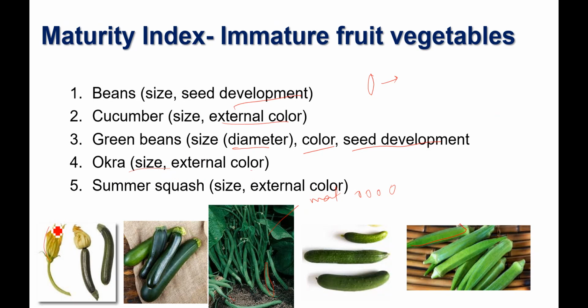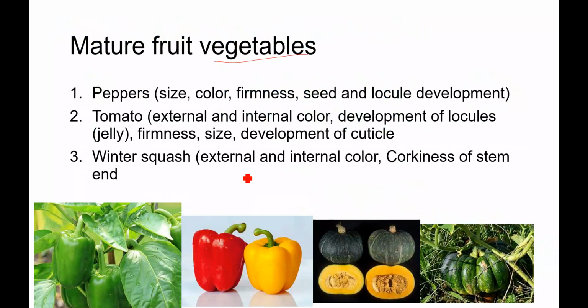Summer squash, you have these flowers. In some areas flowers are also consumed, but see the flower, and then these are highly immature, then little matured, and then this maybe is over matured. Okay, so size, shape and external color changes. So mature fruit vegetable examples are like peppers, like their size, the color changes, like green turns into red. Also the seed develops, from a small shape to very big. Their stem also changes shape, the cork also changes.